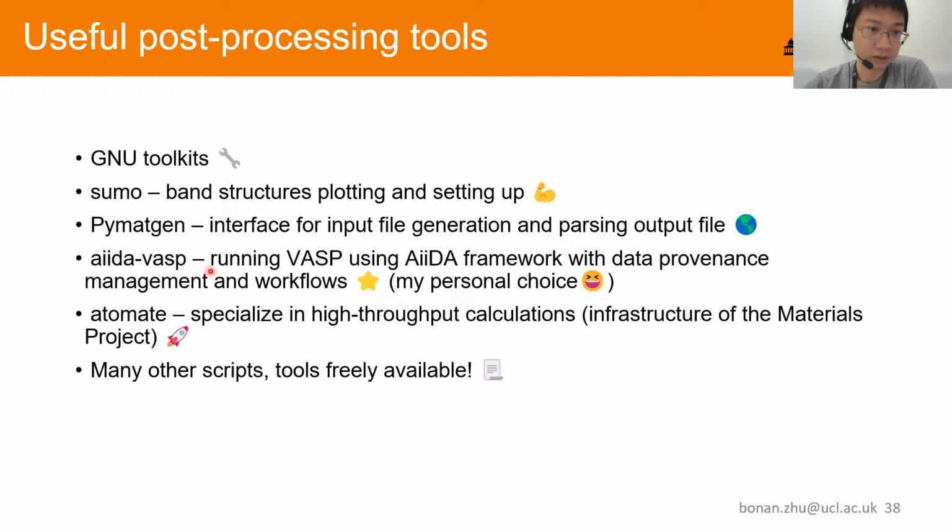So AiiDA-VASP is what I use for running VASP calculations using the AiiDA framework. Basically, the good thing is it has data provenance and it has a workflow engine. So this is my personal choice.